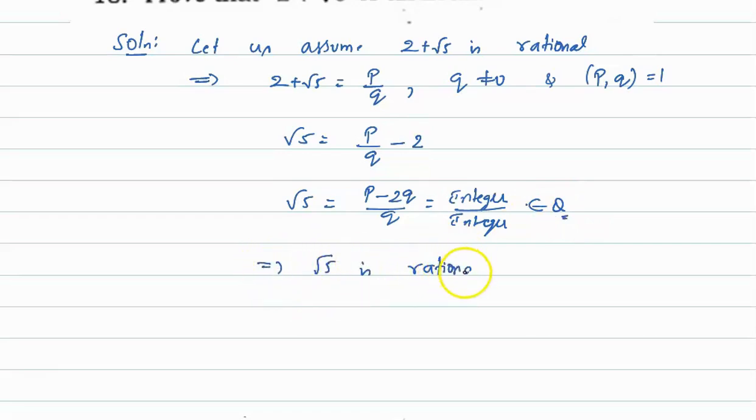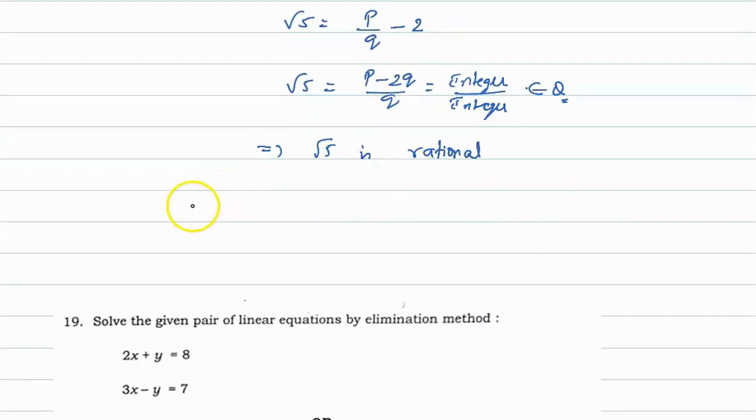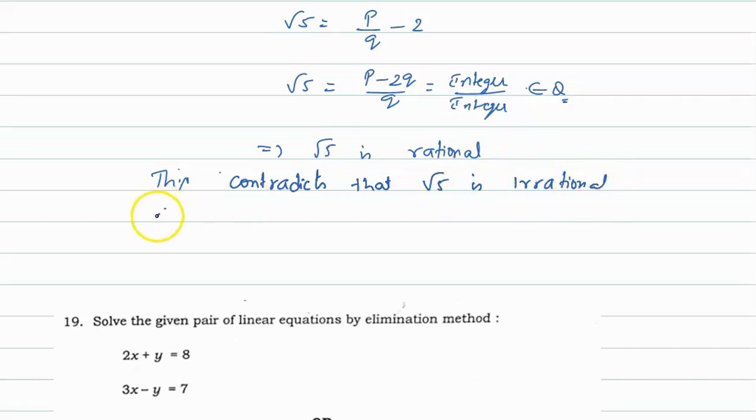If I consider the given number as rational, we end up with root 5 is rational. Is root 5 rational? No, this contradicts that root 5 is irrational. So therefore our assumption is wrong. Therefore 2 plus root 5 is irrational.